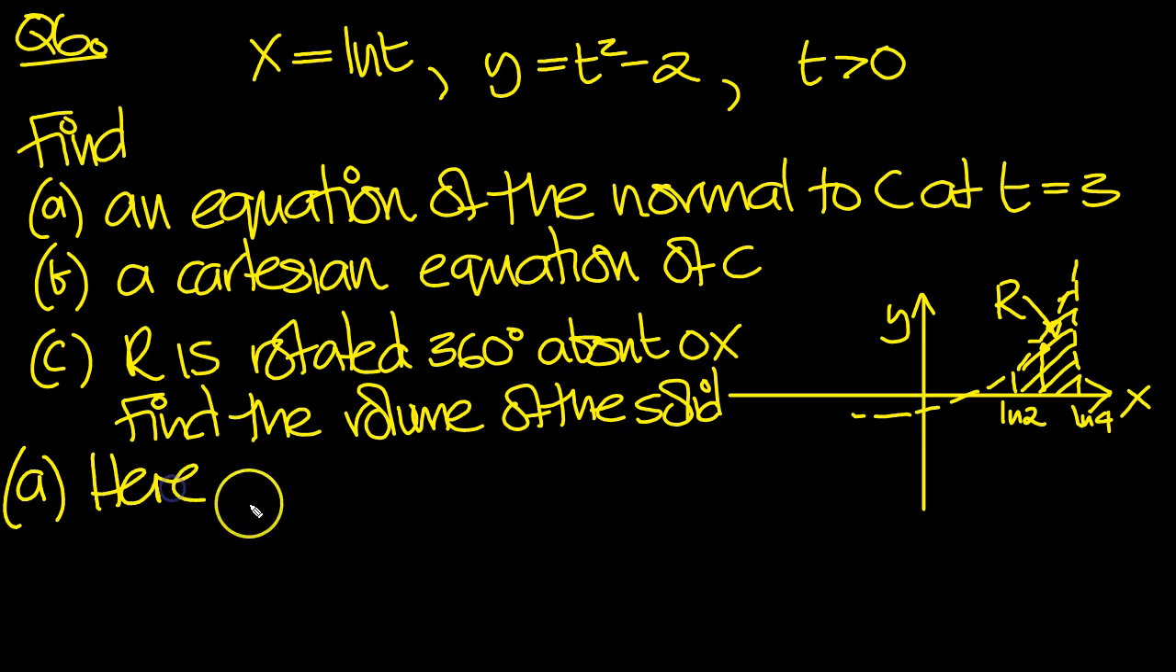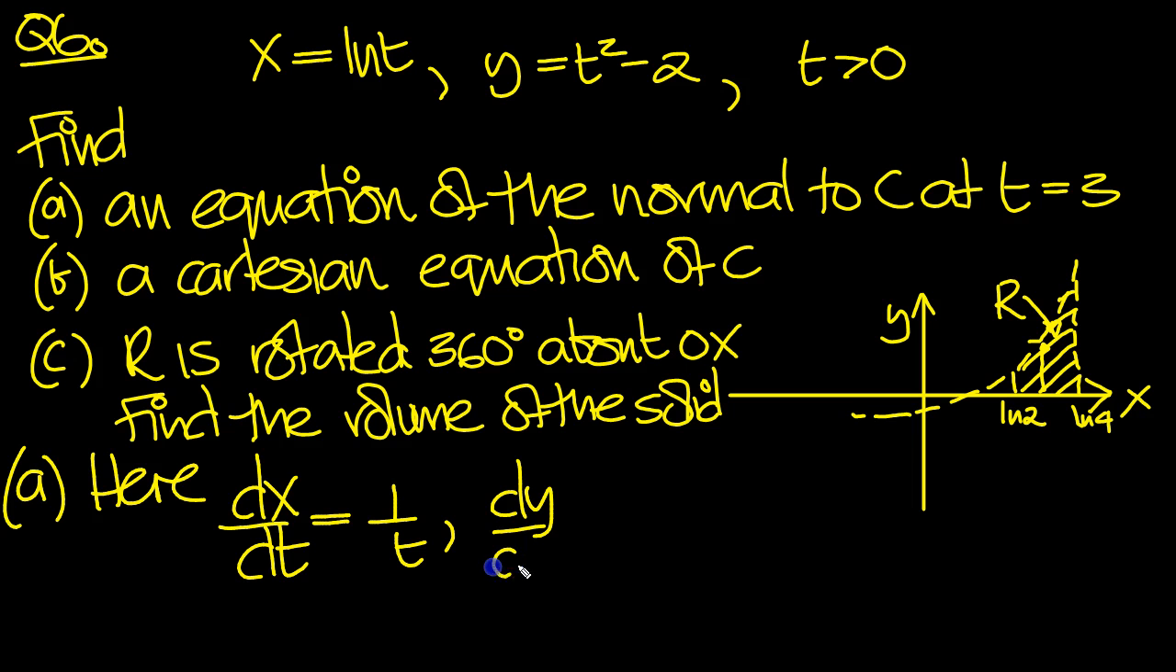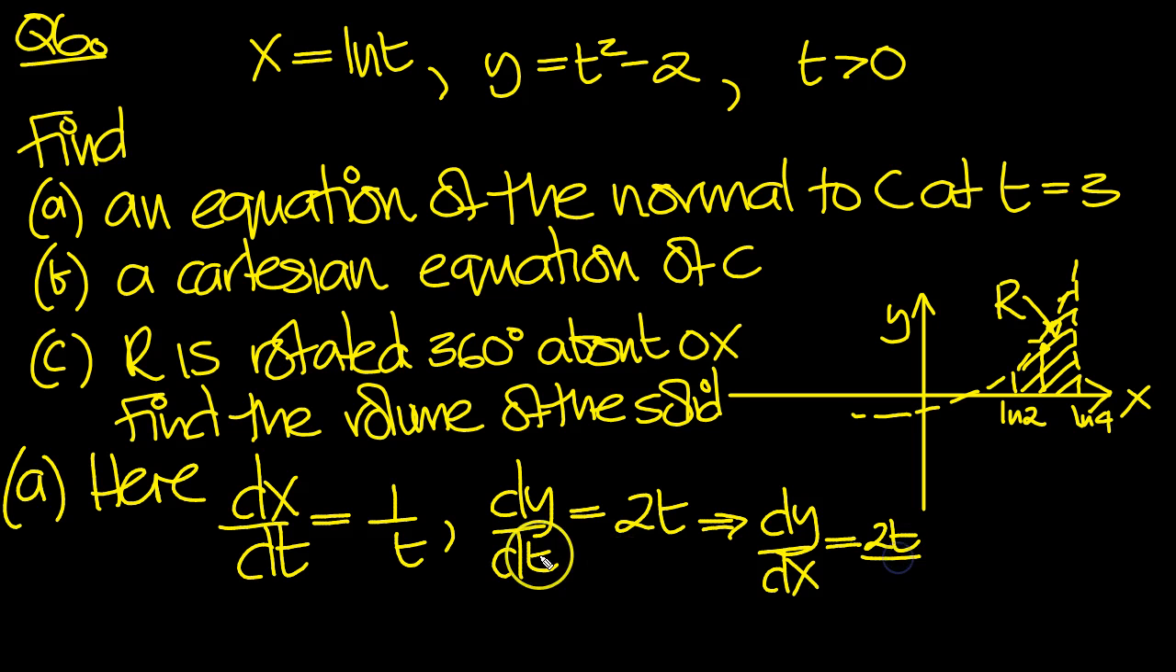So here, first of all, dx dt, differentiate with respect to t. Log goes to 1 over t. dy dt then is equal to, differentiate again with respect to t, the 2 comes down, t to the 1, the constant goes to 0. So dy dx now then is equal to dy dt divided by dx dt, which is 1 over t. The t can swing up then, when we simplify this, to 2t squared.